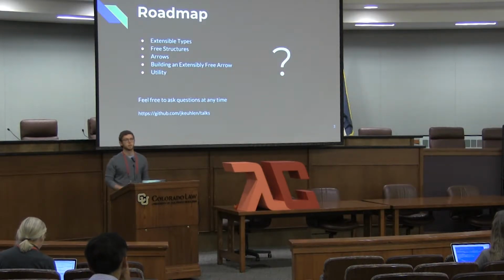So today's talk is going to be broken up into a few different sections. First, we're going to talk through each of the individual design patterns that make up an extensibly free arrow. We'll talk through what extensible is, what free structures are, what arrows are, and then how you put all of those things together into one superstructure. And finally, we'll talk about why that's useful, and some cool things you can do from a high level, where you can utilize this structure to accomplish really interesting tasks.